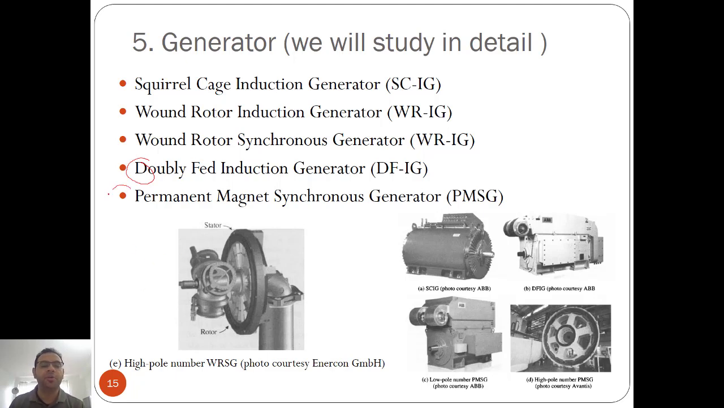And last but not the least, this is being used nowadays: the permanent magnet synchronous generator. So rather than having a winding, we have a permanent source of magnet to provide the field within the generator. We will study all of these in detail in our upcoming lectures. Here you can see their pictorial representations as well, with the stator and rotor configuration.